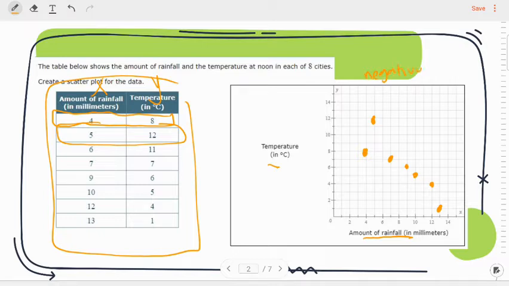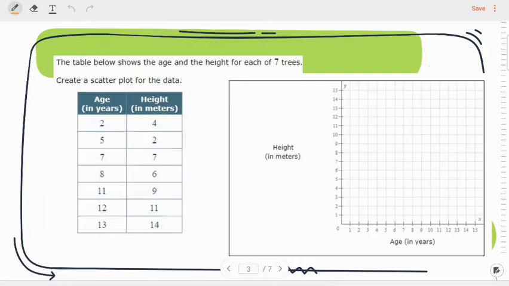So we would say that this graph has a negative correlation, because as I go further to the right, my values are decreasing. Or in other words, as the amount of rainfall goes up, as the numbers are getting bigger, the temperature is decreasing. So more rain, lower temperatures is the general trend that I'm seeing. And that's what correlations are: the trend or the pattern that I'm seeing.